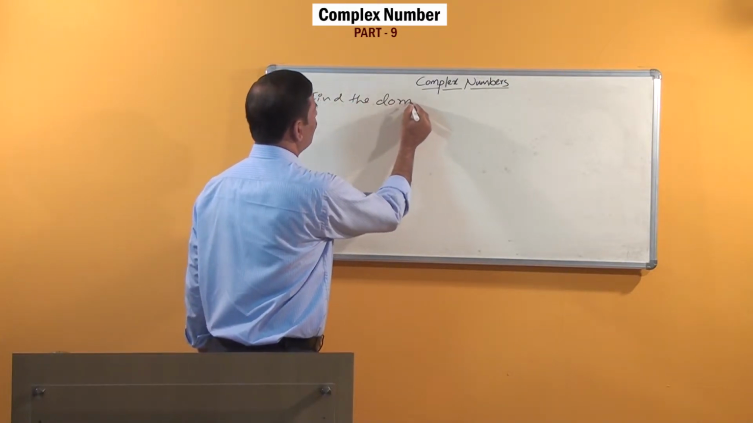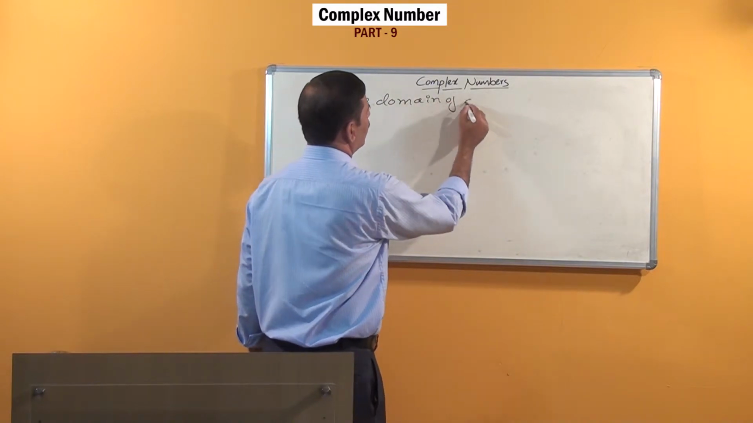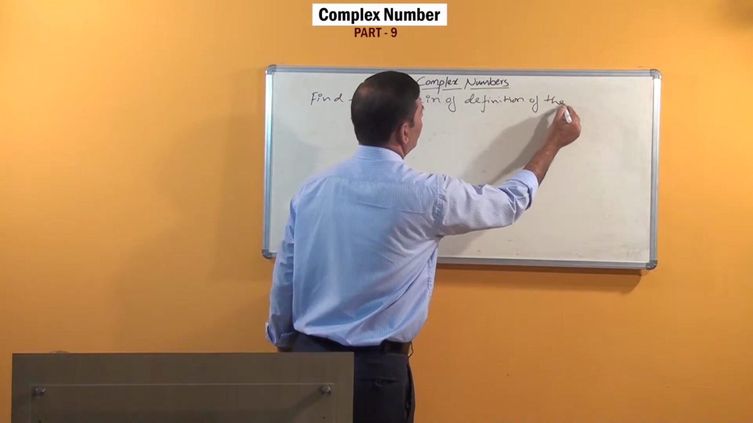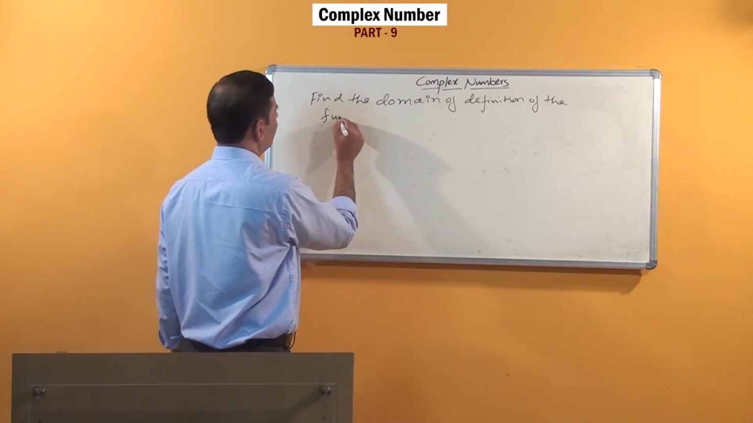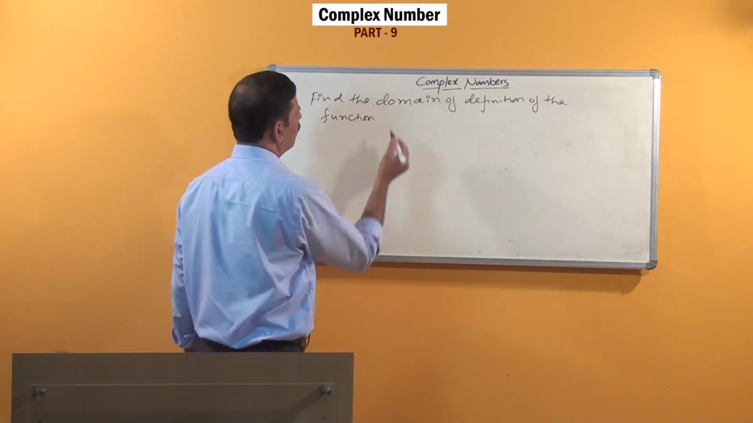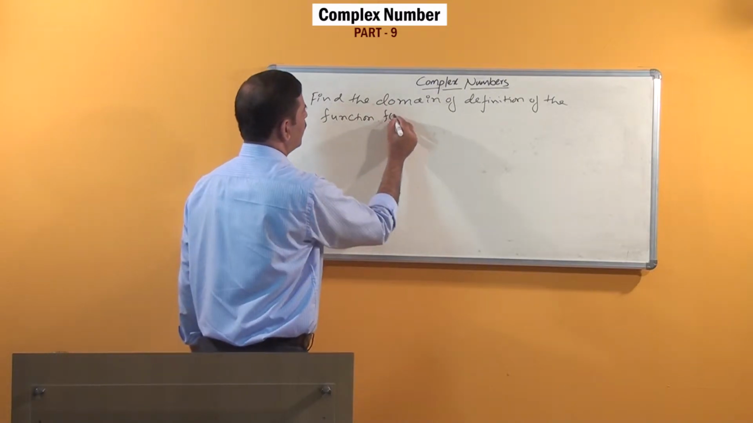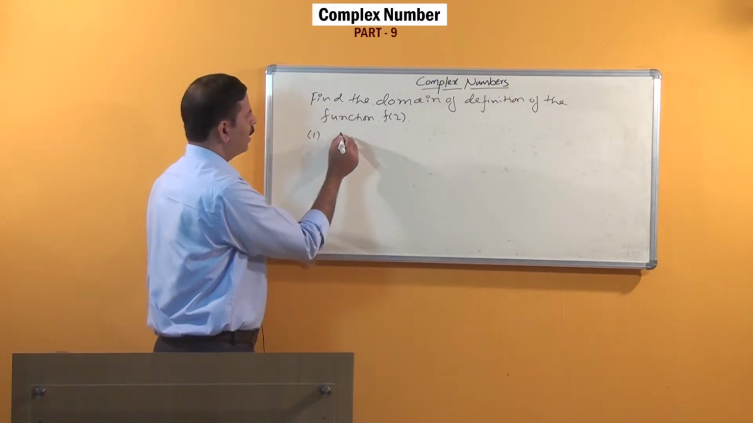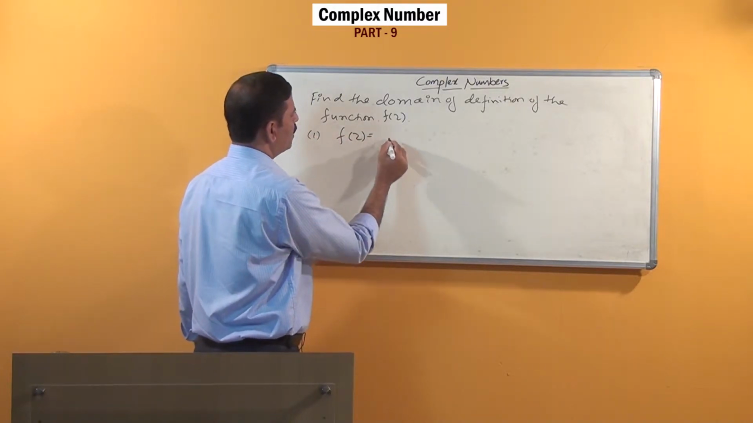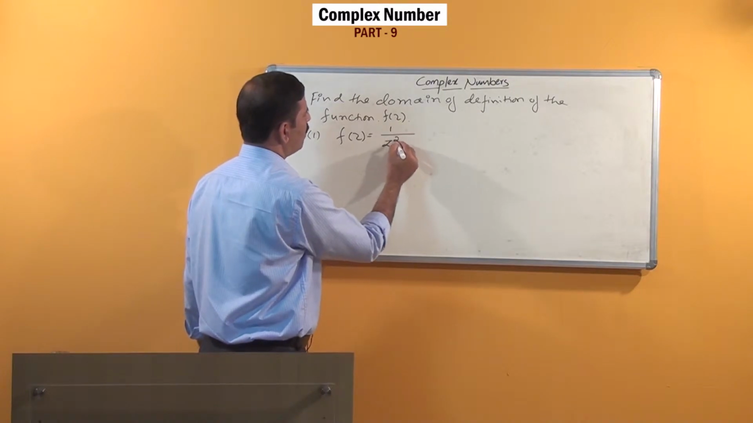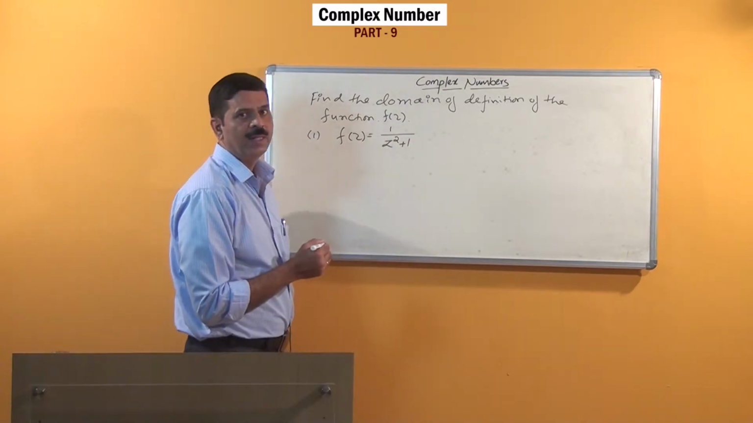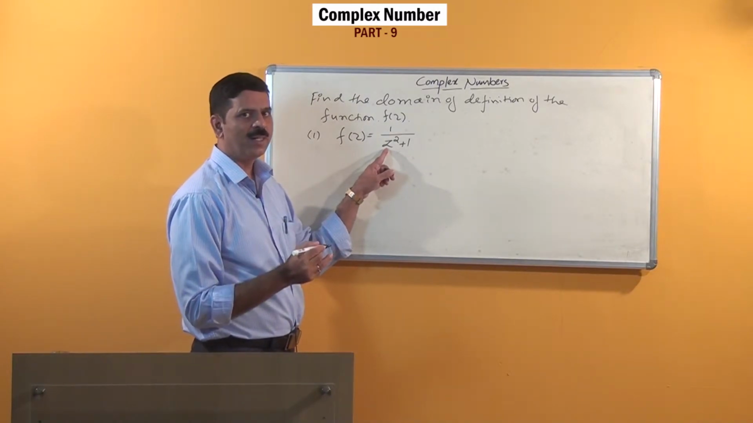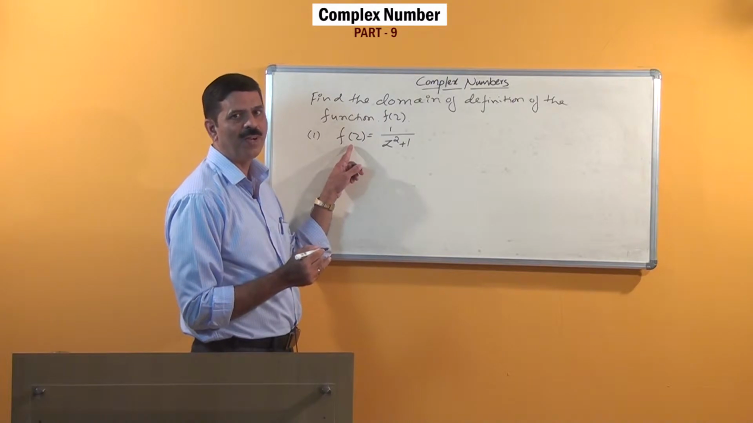the domain of definition of the function f of z. Now first problem, you are given f of z is equal to 1 by z square plus 1. You have to define for what values of z the function is going to be defined.